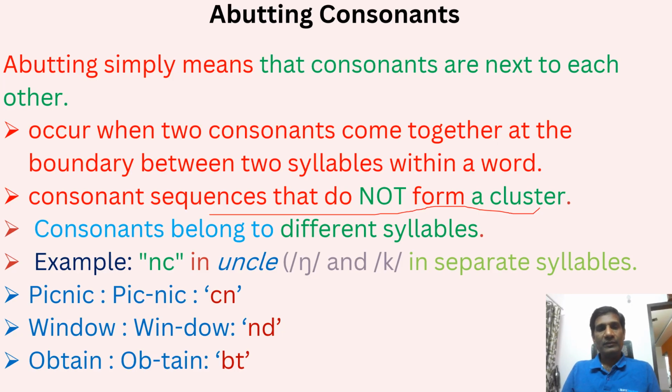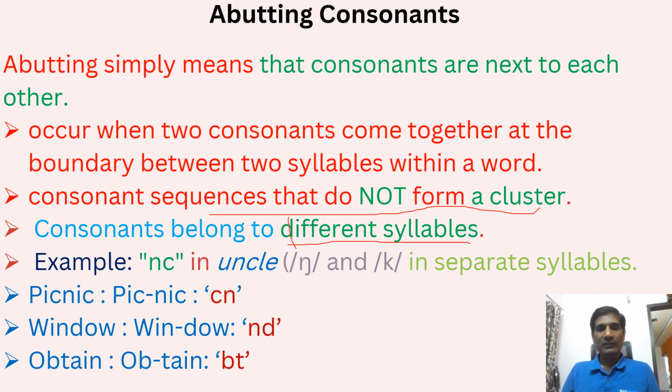Okay. So consonants which belong to different syllables are called abutting consonants. Whereas a consonant cluster belongs to the same syllable. But what are abutting consonants? Abutting consonants belong to different syllables. Okay. So remember the differentiation between abutting consonants and consonant clusters. Okay. Let's see examples.